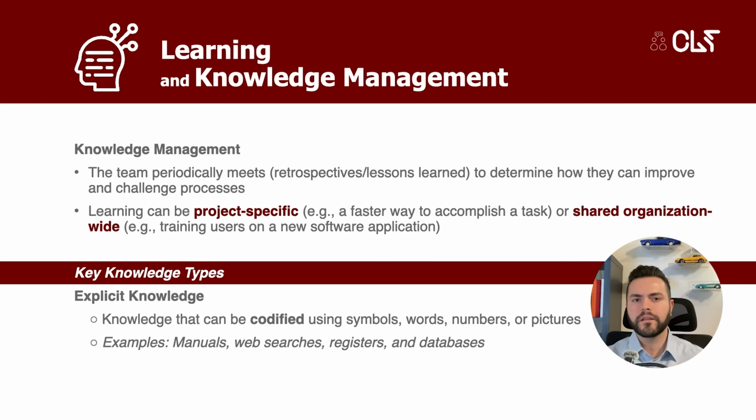Generally, we categorize knowledge into two types, starting with explicit knowledge. This is knowledge that can be codified using symbols, such as words, numbers, or pictures. Examples of explicit knowledge include manuals, web searches, registers, and databases.